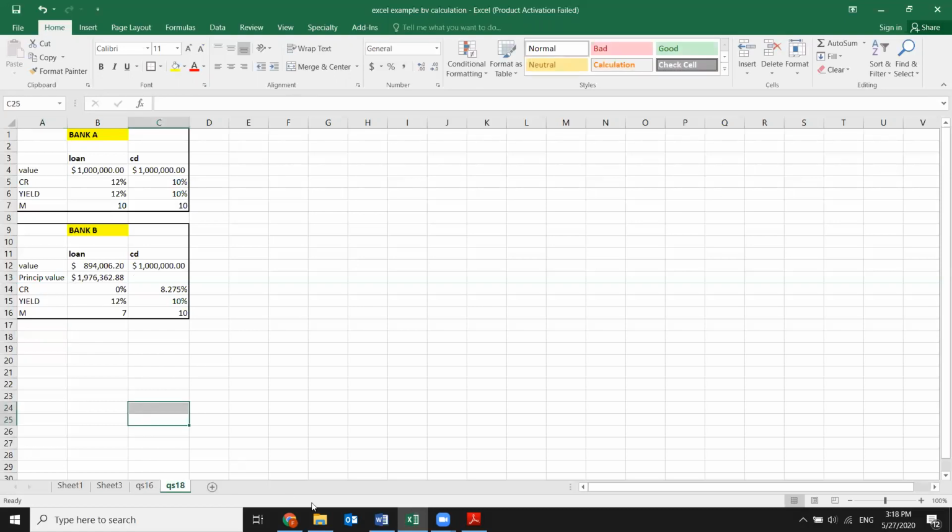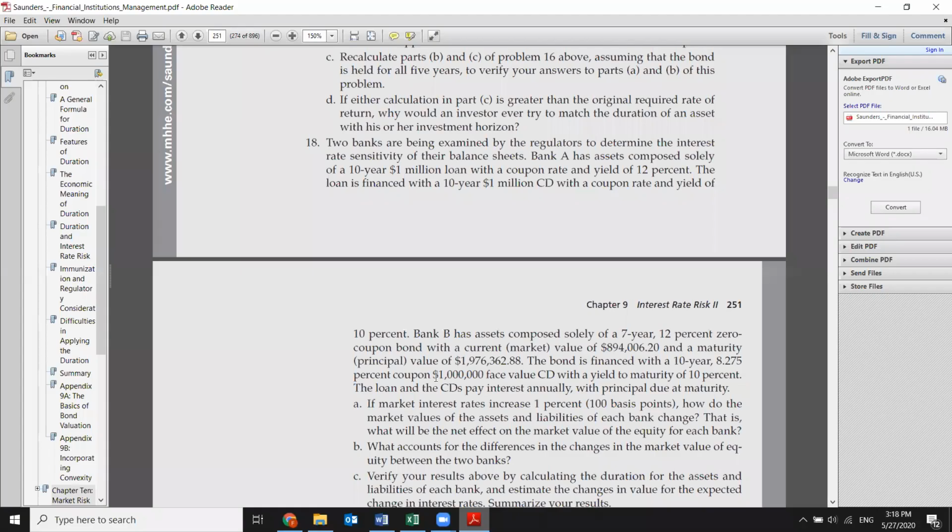Now two banks are here, then we need to move to the question itself, what the question is asking from us. If market interest rate increases by 100 basis points, how do the market values of the assets and liabilities of each bank change? That is, what will be the net effect on the market value of the equity for each bank? It's a good question. So let's see how each bank's balance sheet value will change with a 1% increase in the interest rate and how it will affect the market value of each bank, okay?